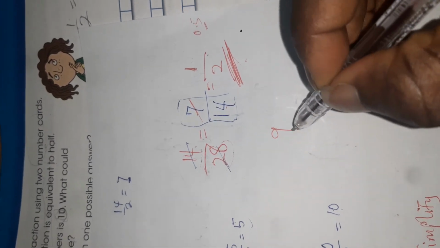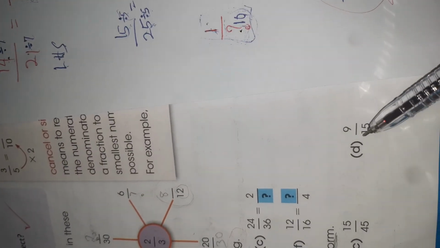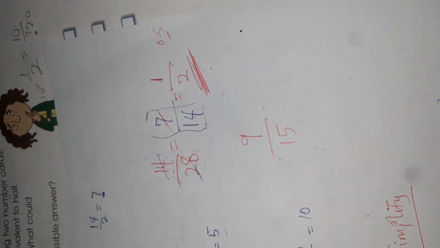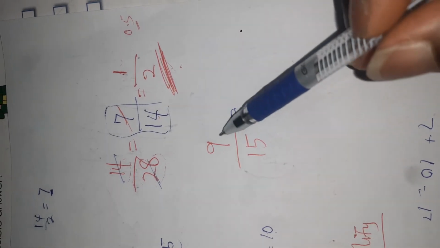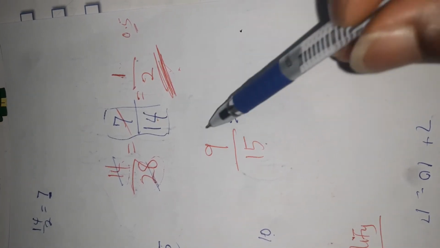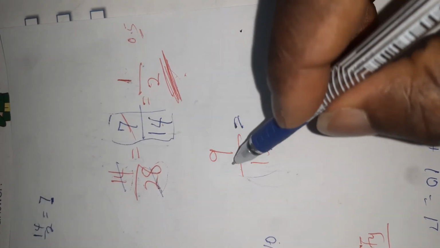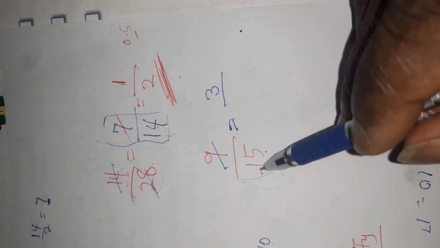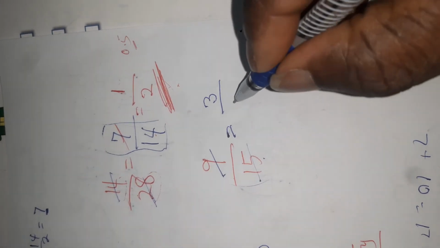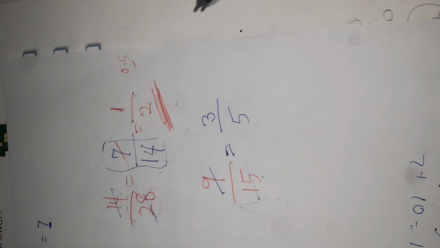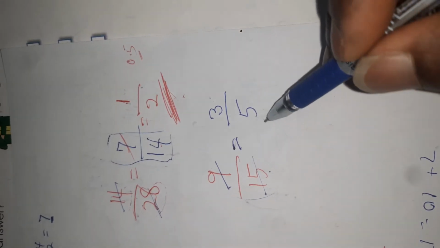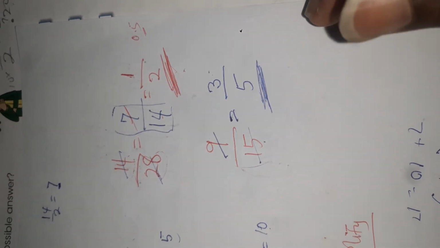Okay, let me take this number for the last part. 9 over 15. You want to make it to the simplest fraction. Look at this number. This is an odd number. This is an odd number. So I'm going to divide by 3. 3 can divide 9 how many times? 3 times. And 3 can divide 15 how many times? 5 times. Can any number divide this again? No. So this is your simplest form. So this is your answer.